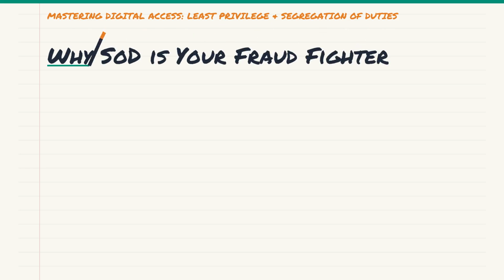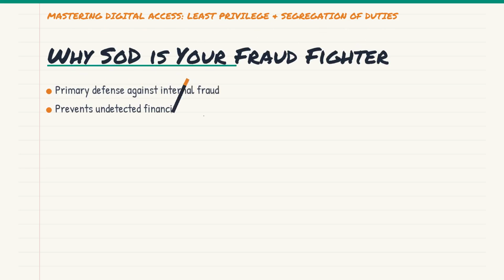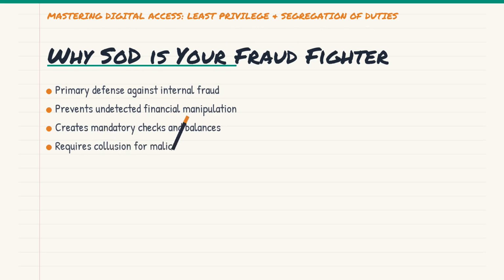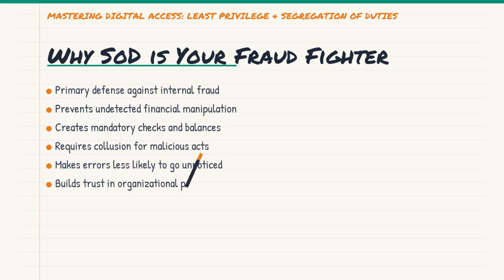SOD is primarily your defense against fraud and error. If one employee has the power to create a fake invoice and approve its payment, guess what? They could easily pay themselves without anyone noticing. This is a classic fraud pattern.